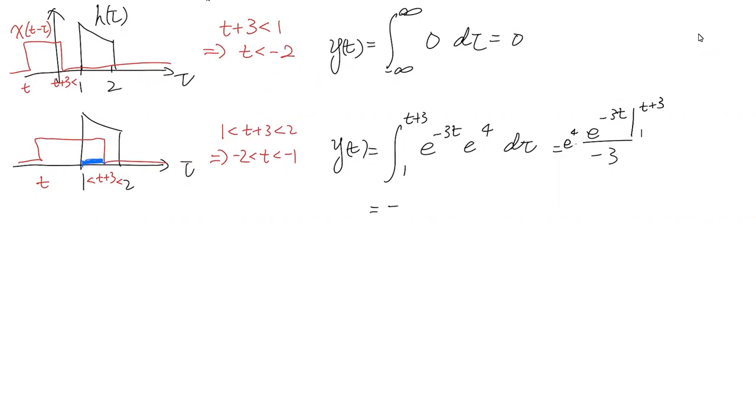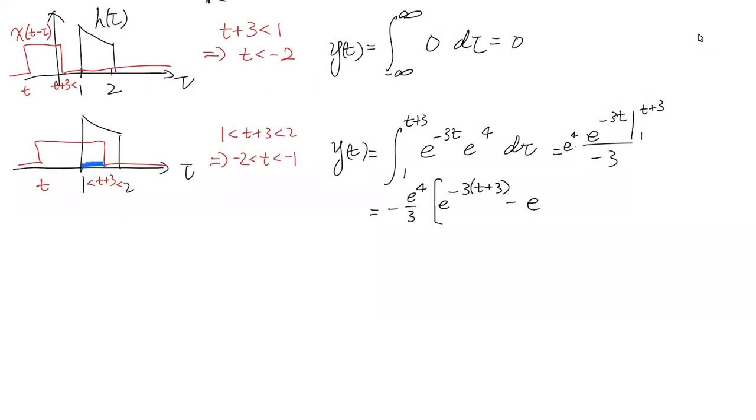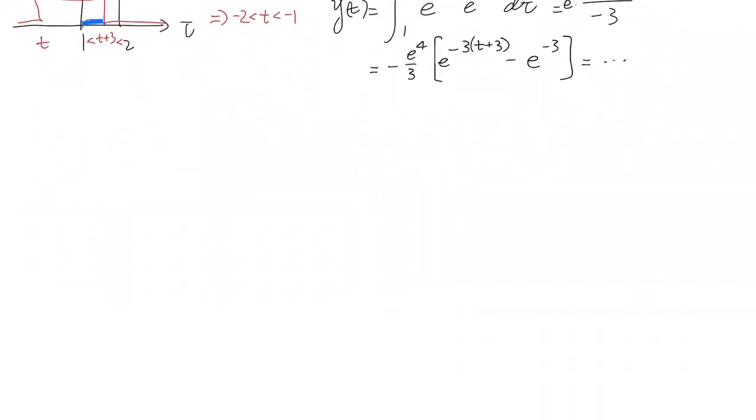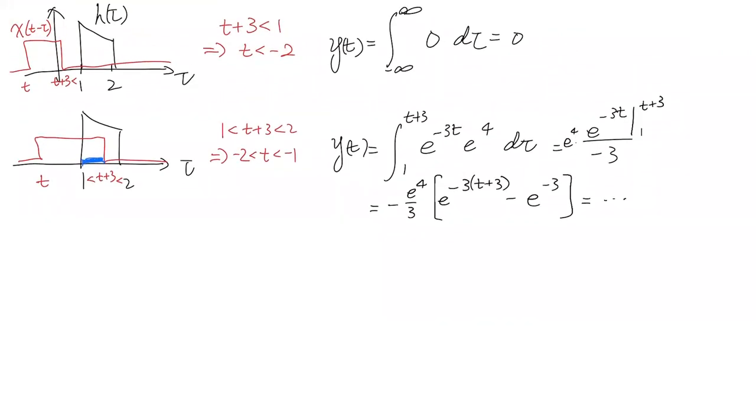And then once you have that, you need to plug in things. Let's see, it's negative e to the 4 over 3, and then you have e to the negative 3 times (t plus 3), minus e to the negative 3 times 1. Right? So yeah, and then you can simplify. Okay, so let's look at another interval.